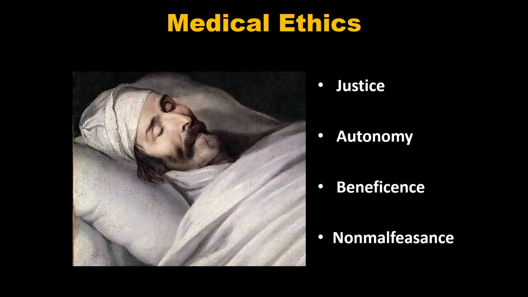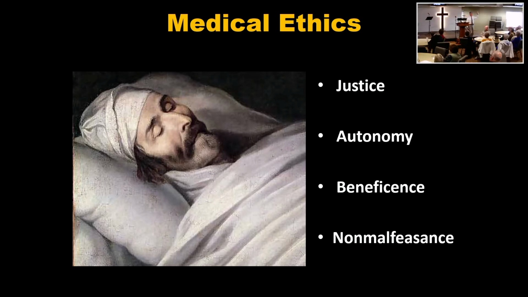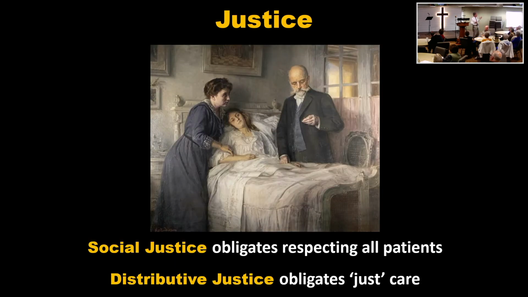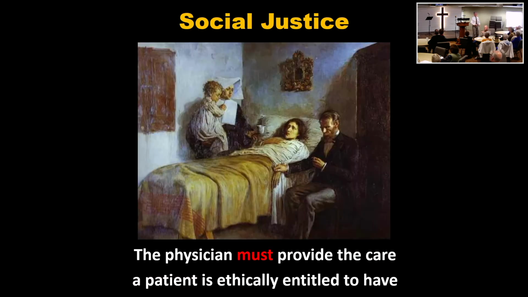So, we finally get to medical ethics. 4 medical ethics, actually 5 as you'll see. So justice breaks down into 2 things. There's social justice, which means you respect all patients. No matter what the patient does, you have to take care of them. Then there's distributive justice, which means you have so much medical care, you distribute it justly. So, social justice. I have to provide the care the patient needs no matter what.